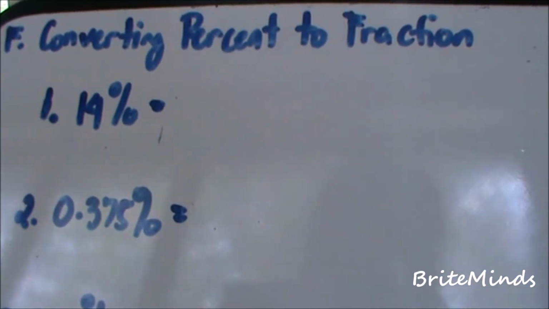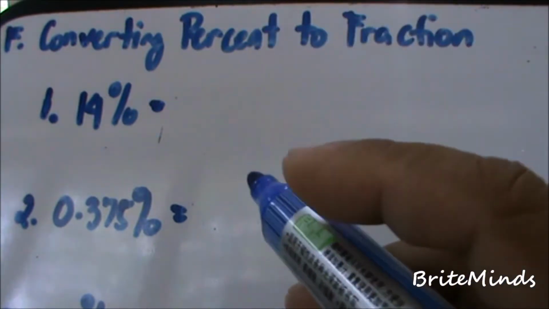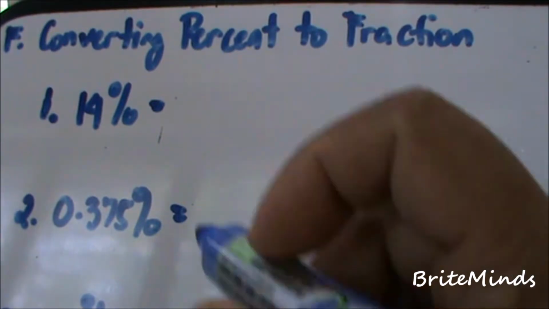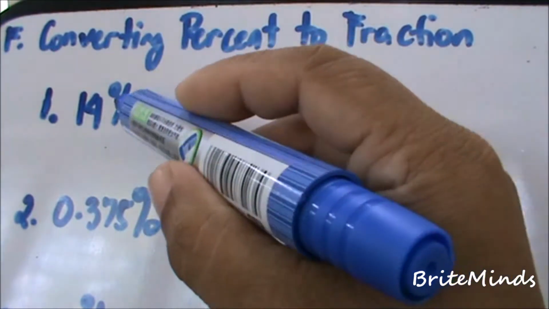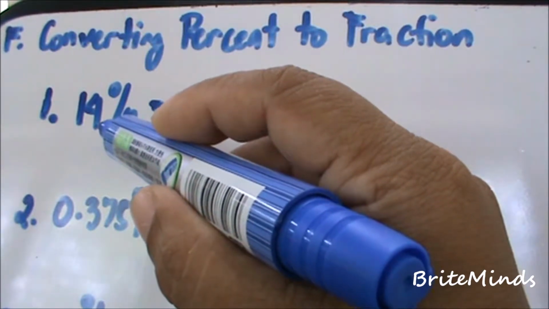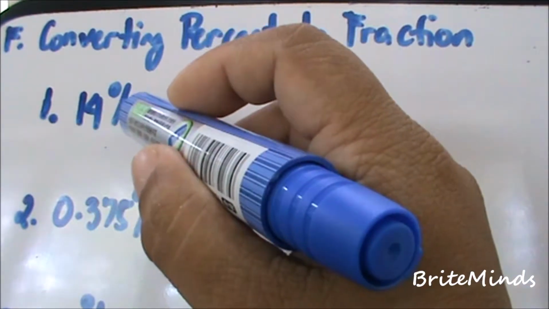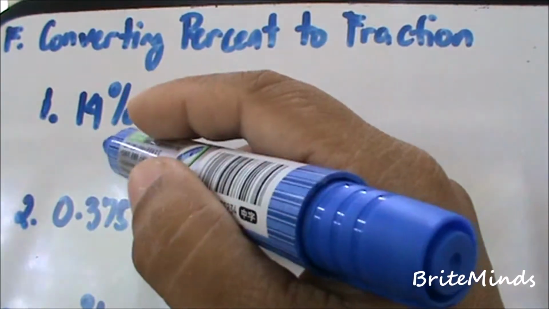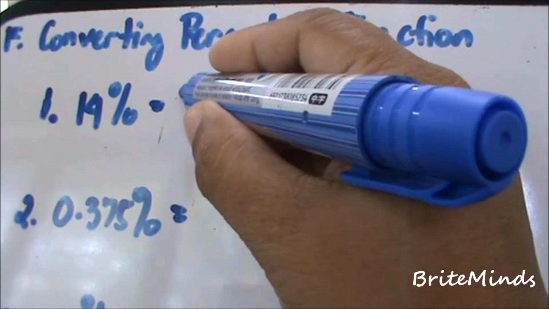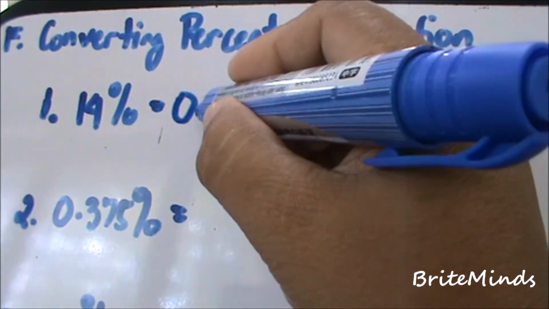Like we have our example 1 here. We have 14%. So change the percent to decimal first. So in order to change this percent to decimal, we need to move the percent sign 2 places to the left, then drop the percent sign and affix the decimal point. Okay, so 1 and 2, so it will look like this: 0.14.